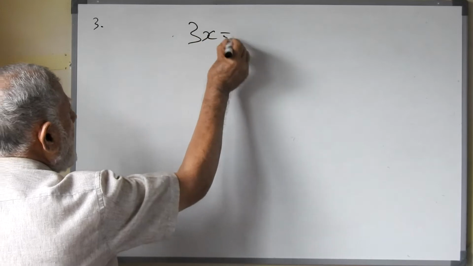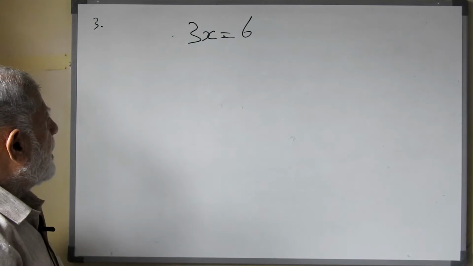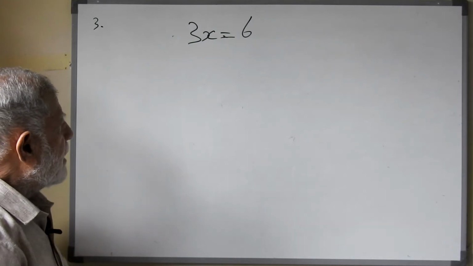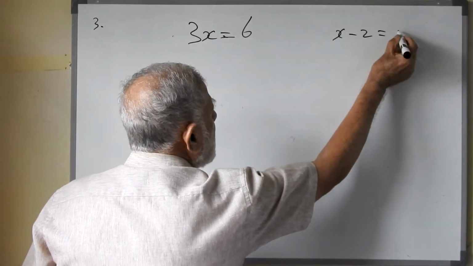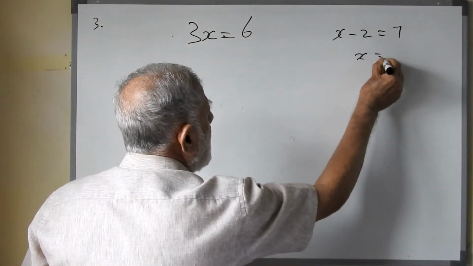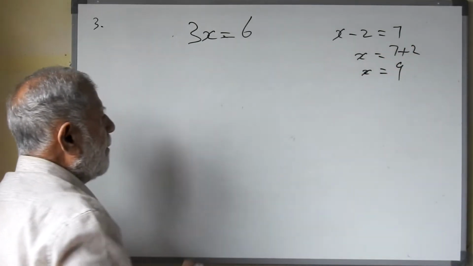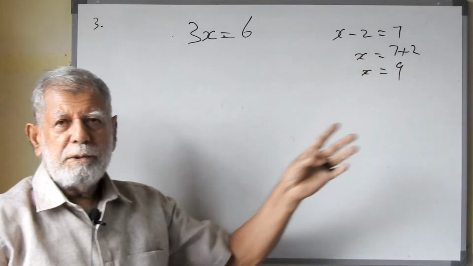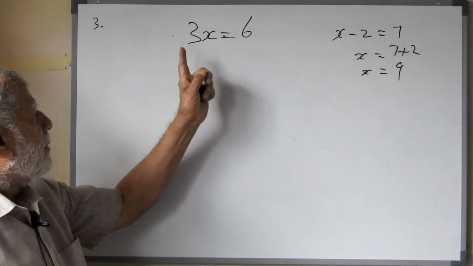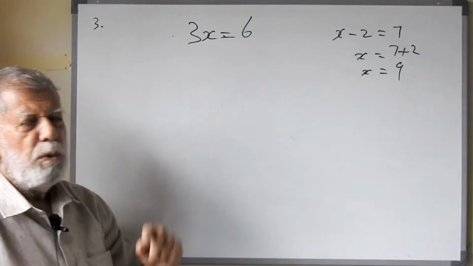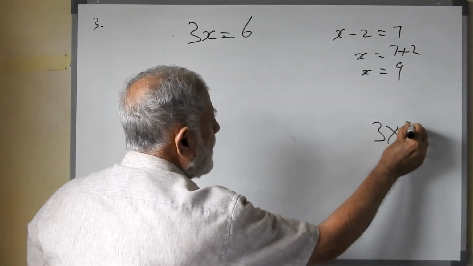3x equals 6. Now here it is 3x. Now earlier example we had was something like this: x minus 2 is equal to 7. The x is equal to 7 plus 2, x is equal to 9. Here what we did is we brought the 2 onto that side. Now many children get confused what to do with this 3. They think that you have to bring the 3 like what we did there. No. Now here, because 3x means 3 times x. You must always remember that.